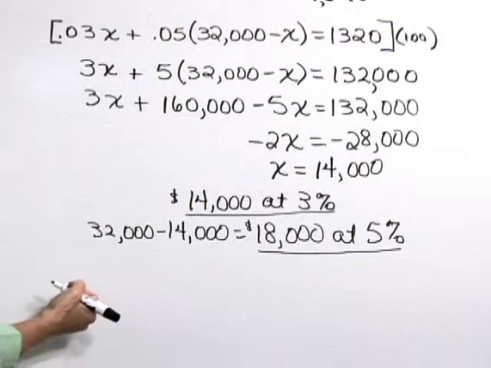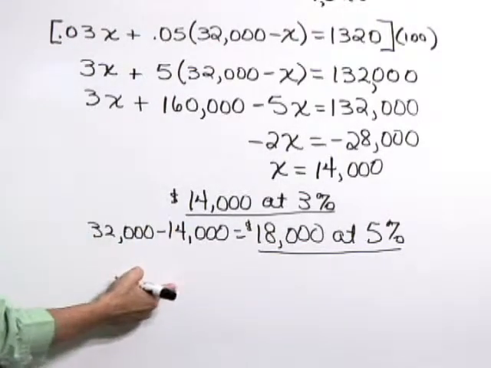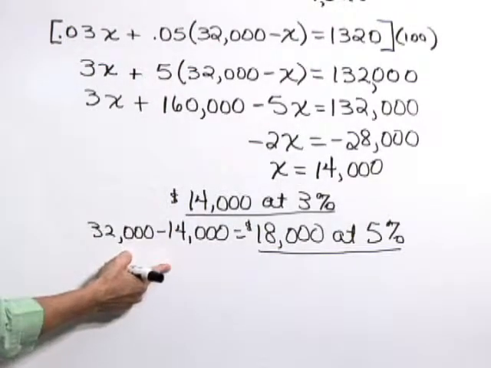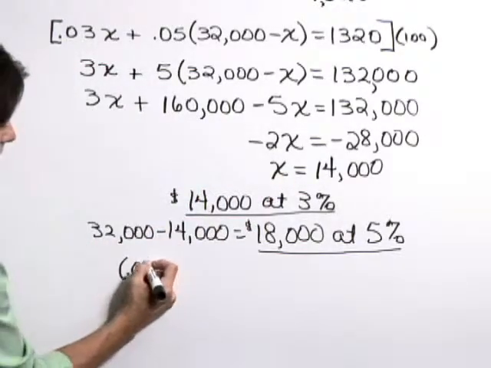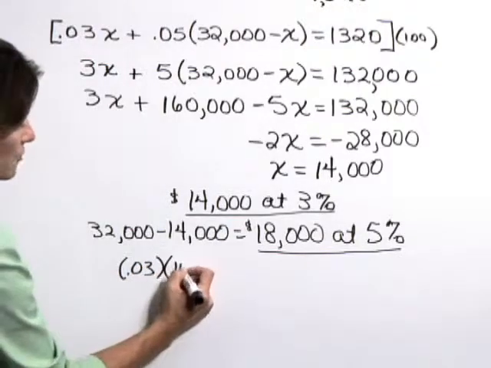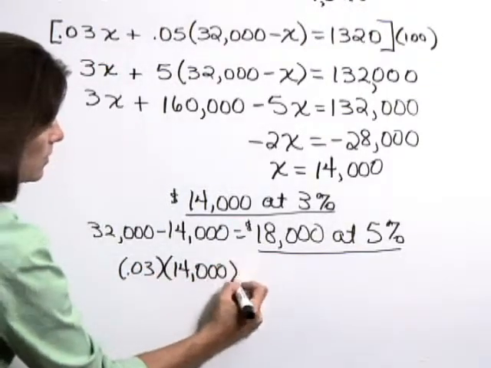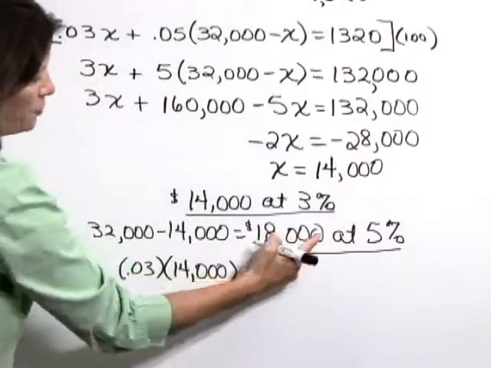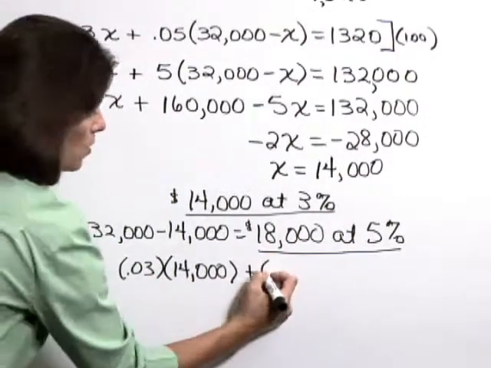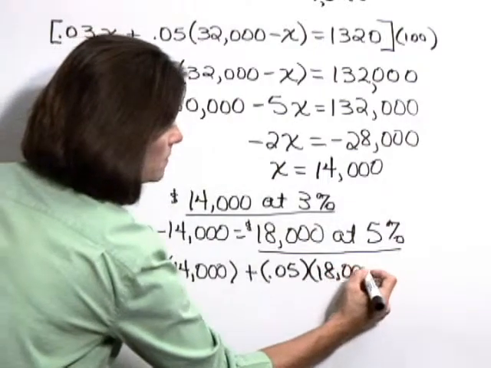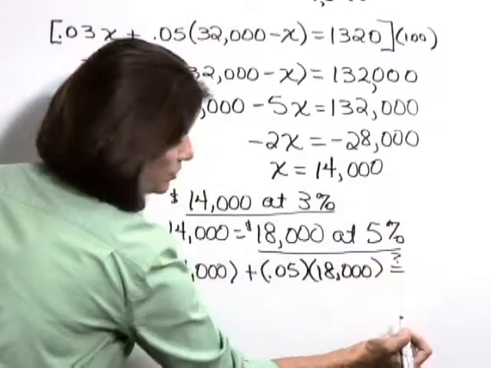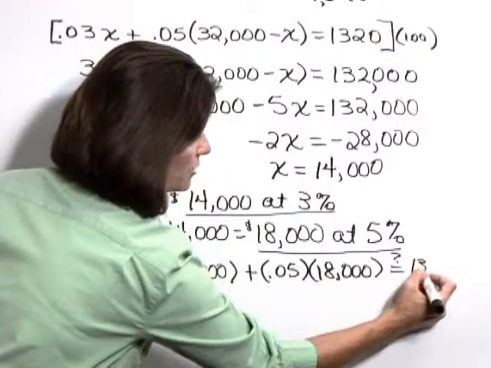As a last step, let's check those values. We want to check them in our original equation. And we want to answer the question, is 3% of 14,000, or 0.03 times 14,000, plus 5% of 18,000, or 0.05 times 18,000, truly equal to our interest amount of $1,320?